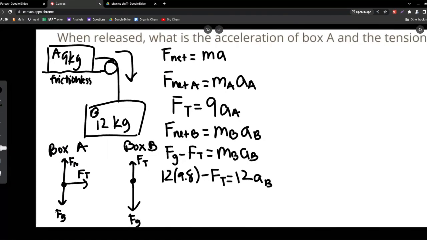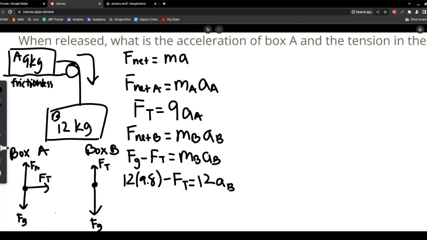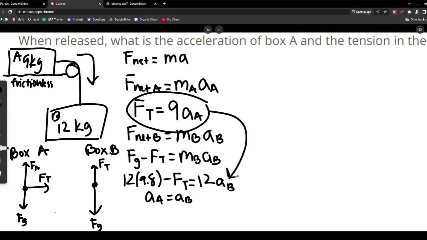And then the thing is, these two boxes have the same acceleration, just in different directions. And the tension forces acting on them are the same because it's the same rope. So technically there is no differentiation between acceleration of A and acceleration of B. They're just equal to each other. So technically we can plug this into here. And then our result would be 12 times 9.8 minus 9A equals 12A.